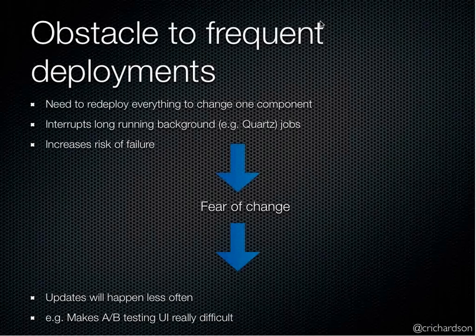In this day and age, we'd ideally want to be able to update production many times a day. But if you've got this large monolithic application, that means every time you push an update, you've actually got to update the entire system. So, for example, if you want to fix some text on a web page, then you likely have to redeploy everything, the front end, the back end. That can interrupt long-running background jobs. If you're using Quartz, there's just this increased risk of something unexpected going wrong.